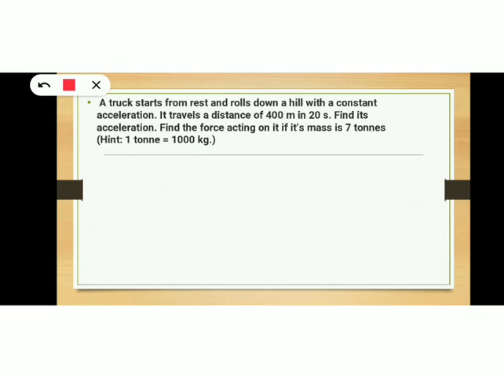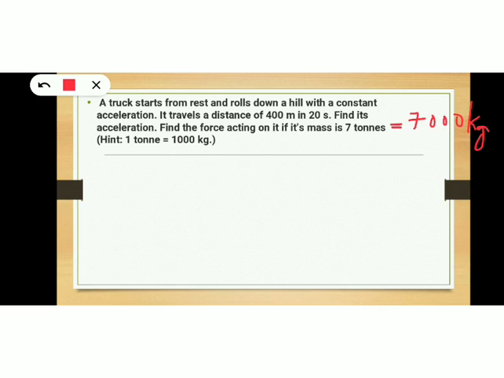This is the next numerical. A truck starts from rest and rolls down a hill with a constant acceleration. It travels a distance of 400 meters in 20 seconds. Find its acceleration. Also find the force acting on it if its mass is 7 tons. And what is 7 ton? See, 1 ton is 1000 kilograms. So 7 ton will be equal to 7 into 1000. That means 7000 kilogram. Okay, we need to substitute the value of mass in kilogram.